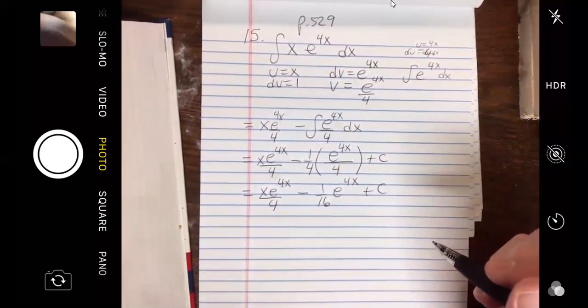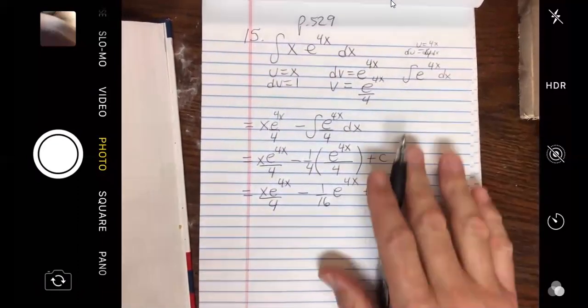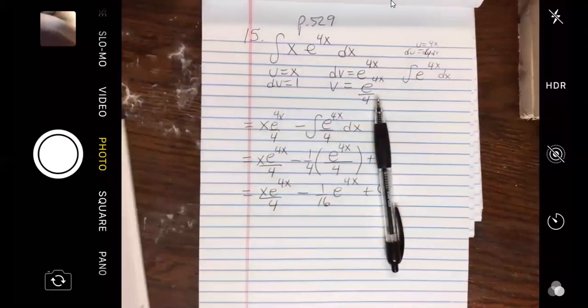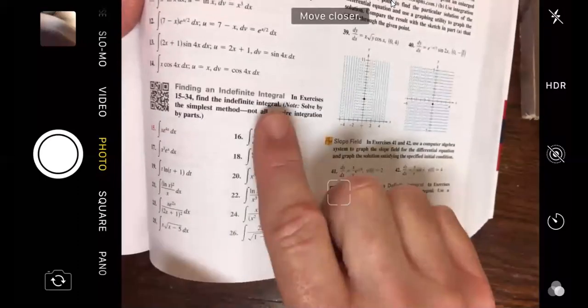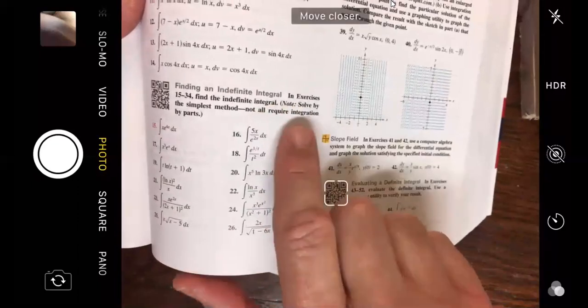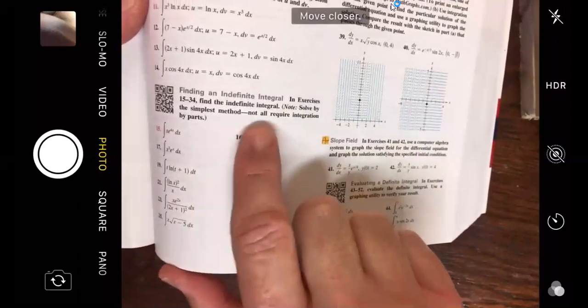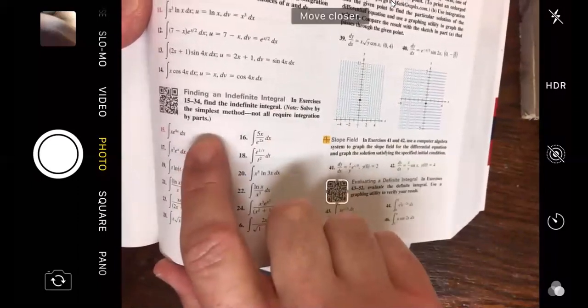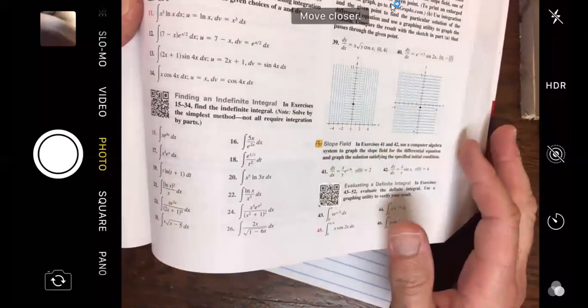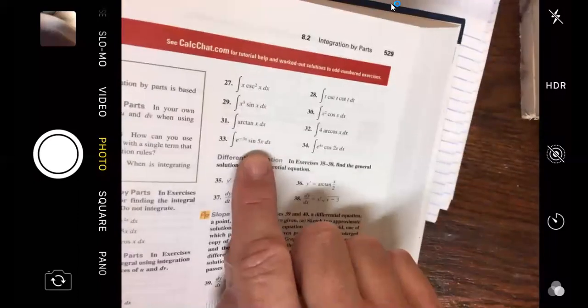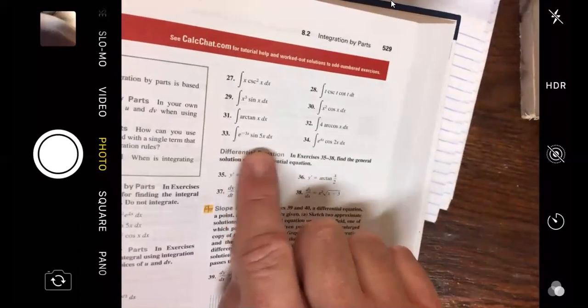Let's see, we're almost 40 minutes in, probably need to get on to 8.3. Notice in their directions, I'll just point this out, they're telling you flat out, find your indefinite integral, solve by the simplest method, and not all require parts. Some are simple u-du's, if you can spot it. It goes all the way up to this column right here. I think it stopped at 33. 33 is a granddaddy problem.